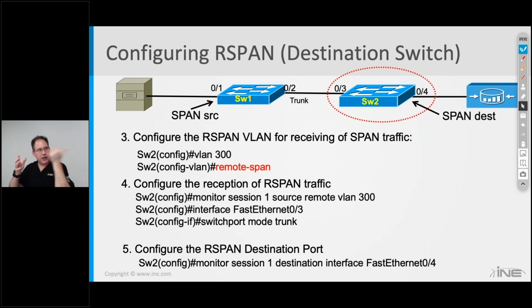Here's another trunk over here that's going to switch number 3. You would think it comes in with 300, gets flooded out on 300, and then makes it to the third switch that does recognize the RSPAN VLAN. Logically, you would think that should work.